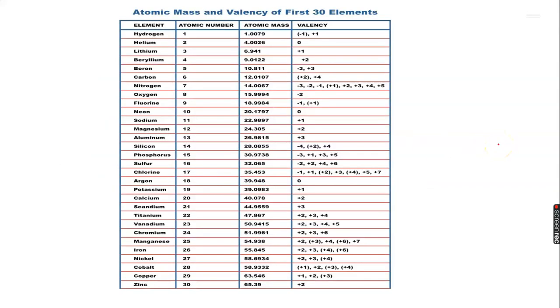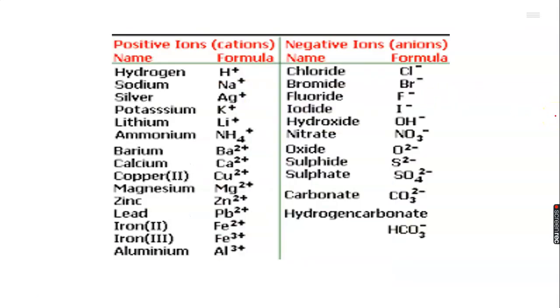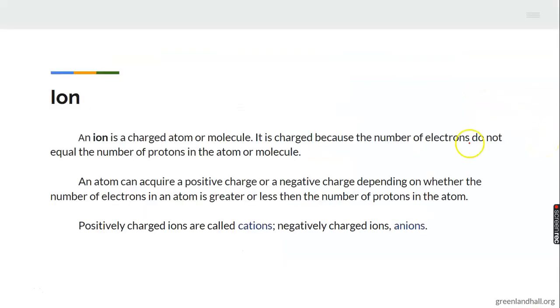So we move to this table showing the first 30 elements, from atomic number 1 to 30. Here you can see the atomic masses as well as their valency numbers. Okay, so this is another one, of which we are going very fast, into the ion now. We treated it earlier: the one that carries a positive charge is called a cation, and the one with a negative charge is called an anion. An ion is a charged atom or molecule.